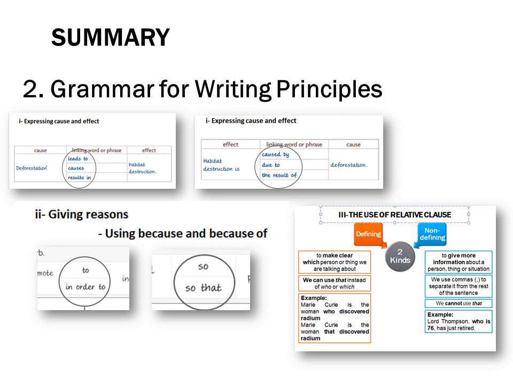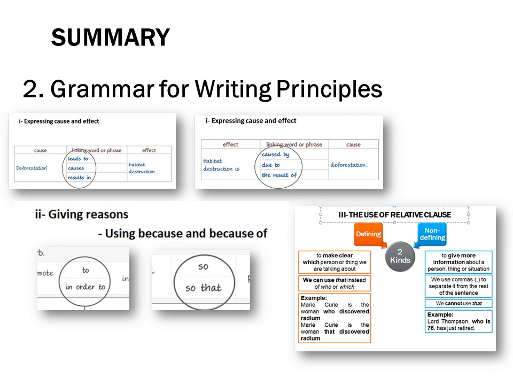And then we have been introduced to giving reasons by using, number one, because and because of. And don't forget that because is followed by a clause, and because of is followed by a phrase or a noun. We have used to and in order to, and so that. And the clause following so and so that has the verb can.